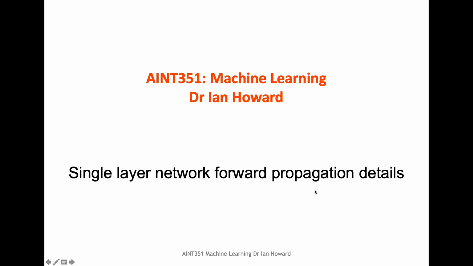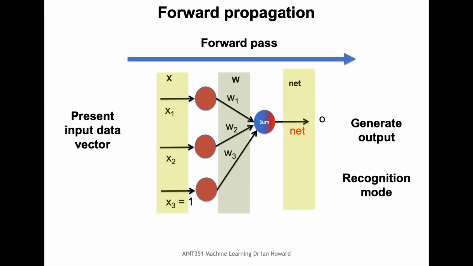So let's now think about a single layer neural network, and we're going to first consider its forward propagation details. So what do I mean by forward propagation? Well, I mean that we apply an input vector to the inputs of the network, and then we calculate the output. And that's all we're going to do in this particular little lecture snippet.